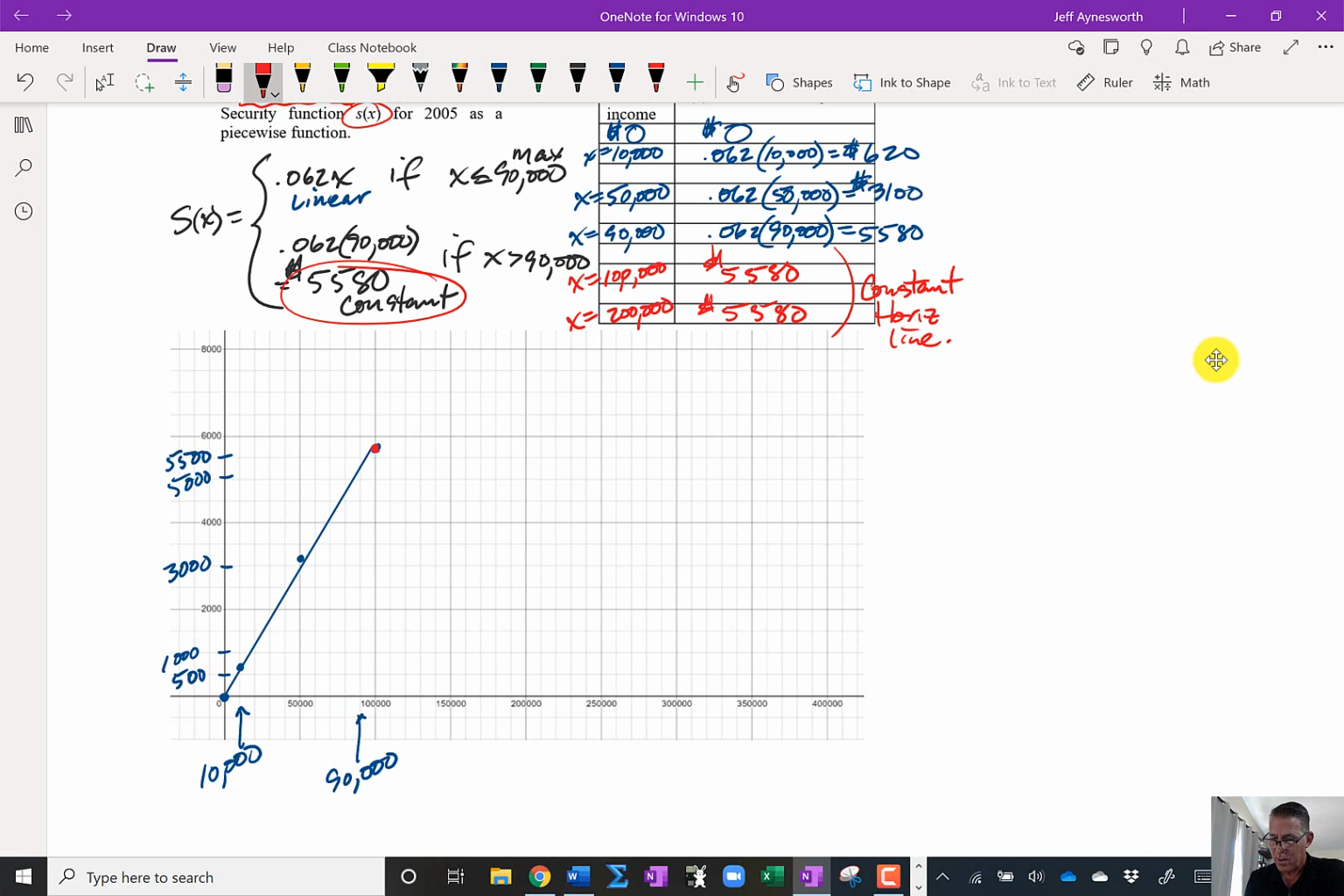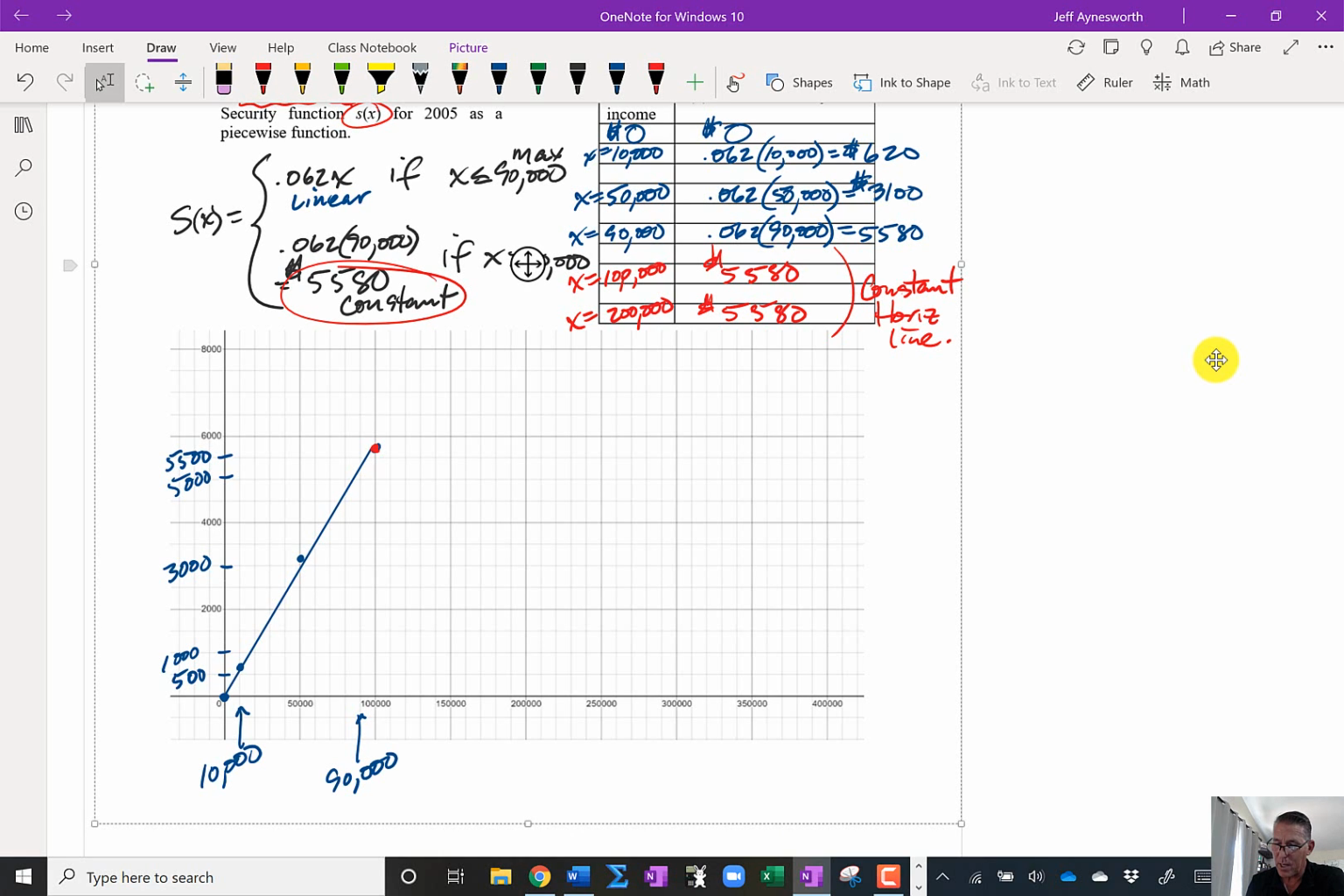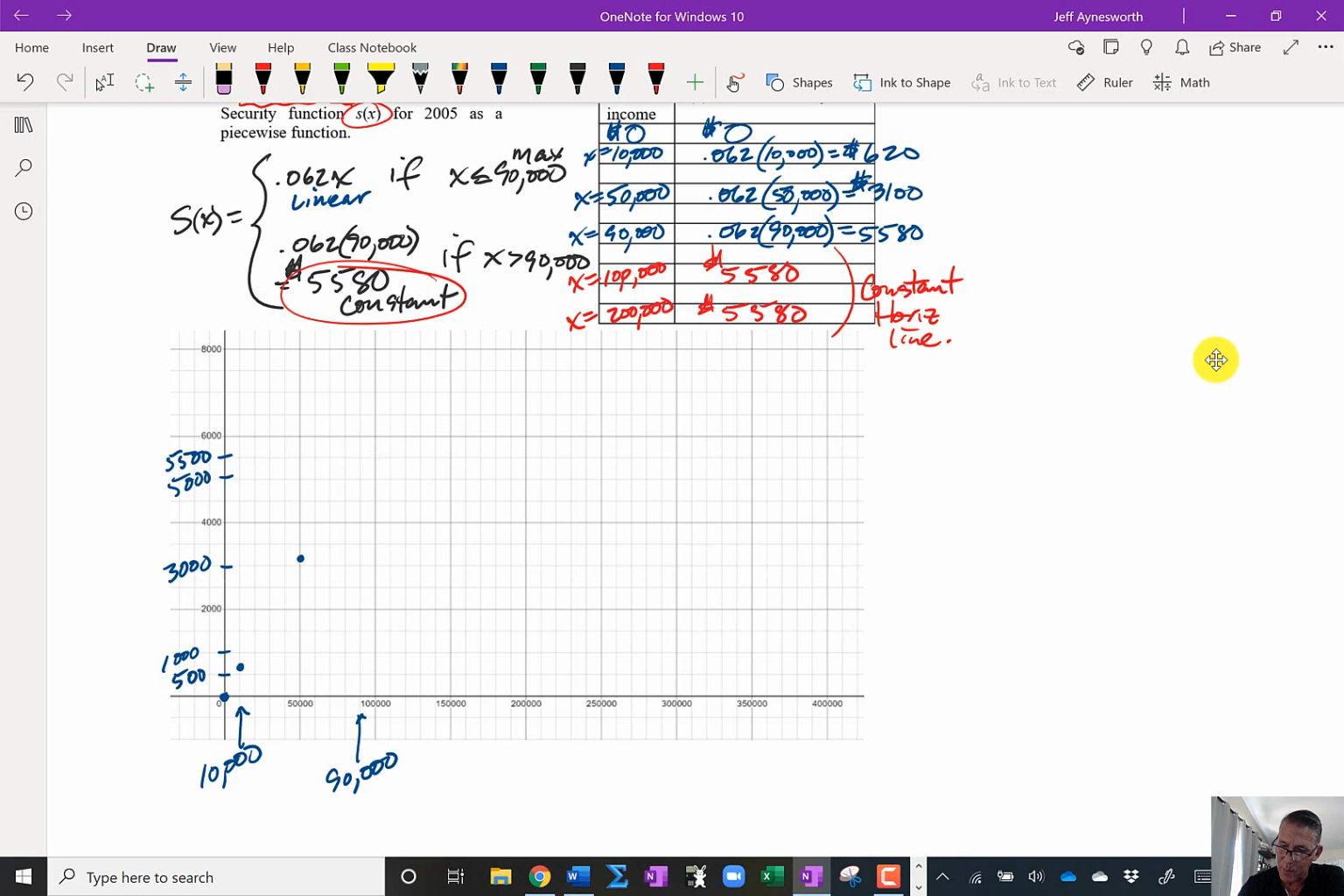Okay. And so 100,000 right here, it's the same height. We're at 5,580 approximately, which is right here. It's about that high. And then if you plot 200,000, you go right up and about the same height, it's going to be a horizontal line. So this is y is equal to 5,580. It's constant. And that's your second piece of the function here, which we're going to see in Desmos. Okay, well, we're going to graph this in Desmos as well. I'll show you. Okay, in fact, let's do that right now.